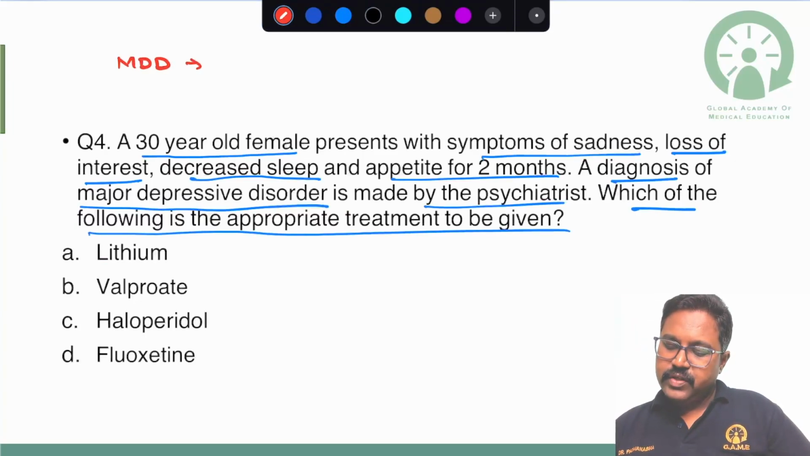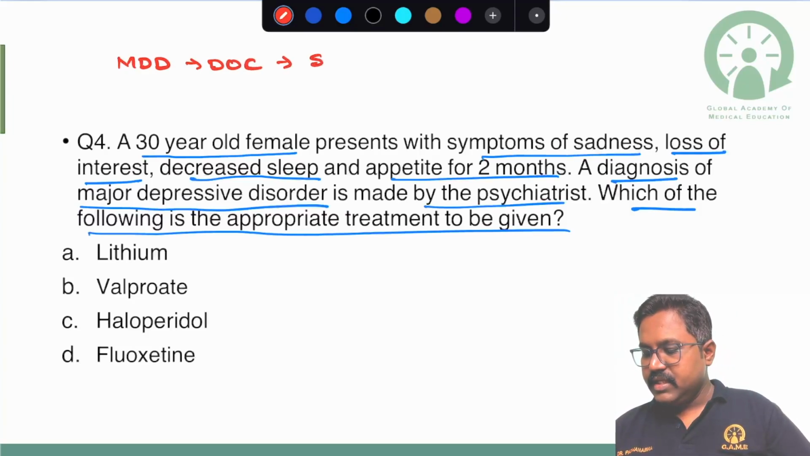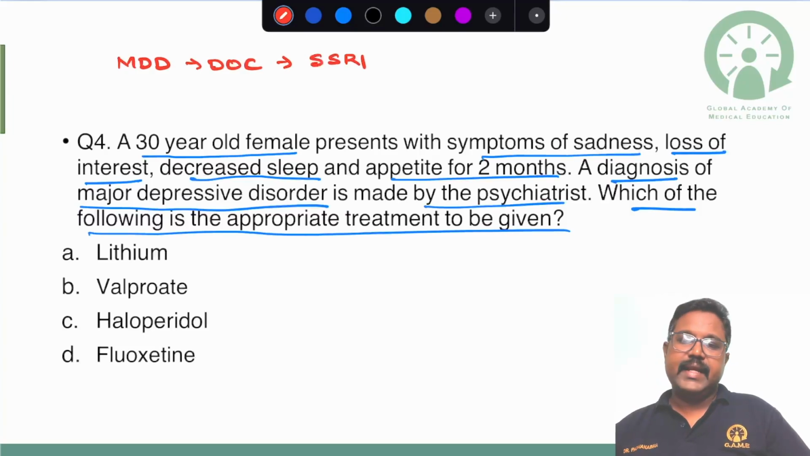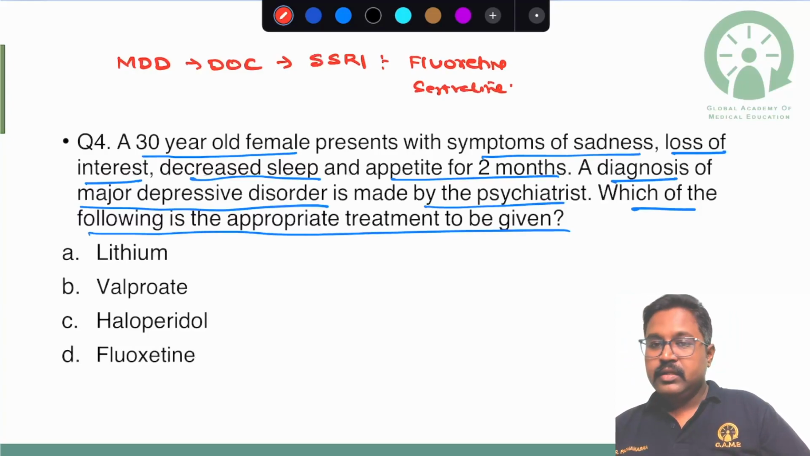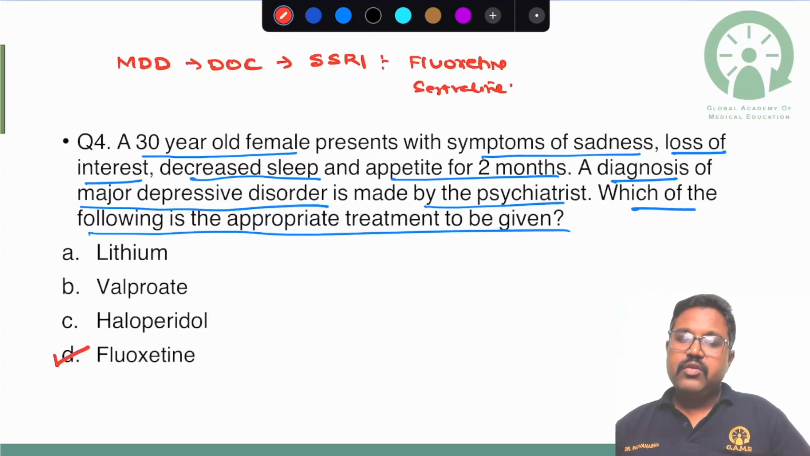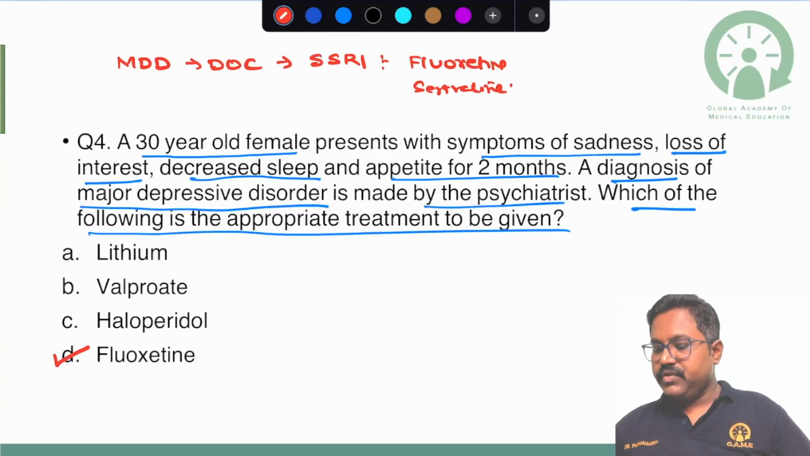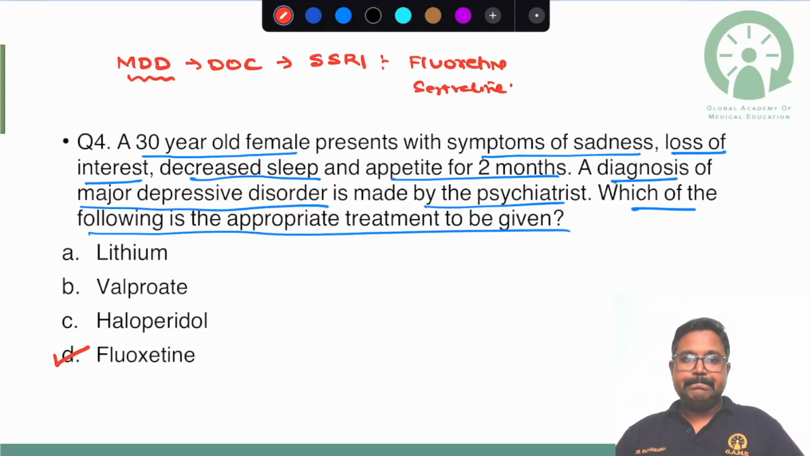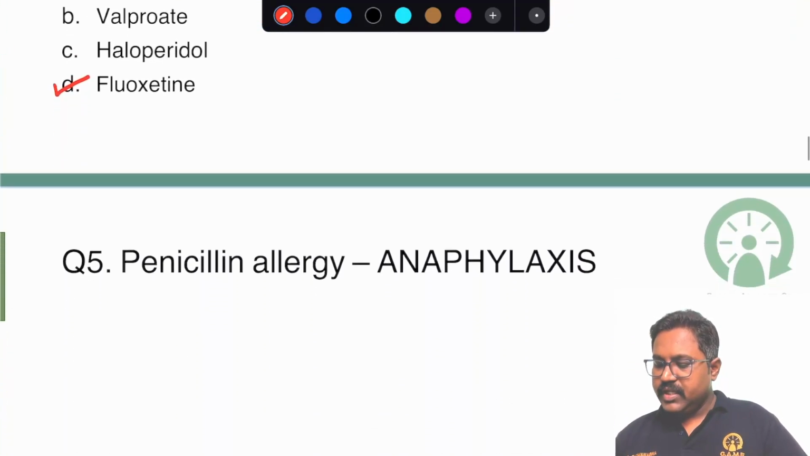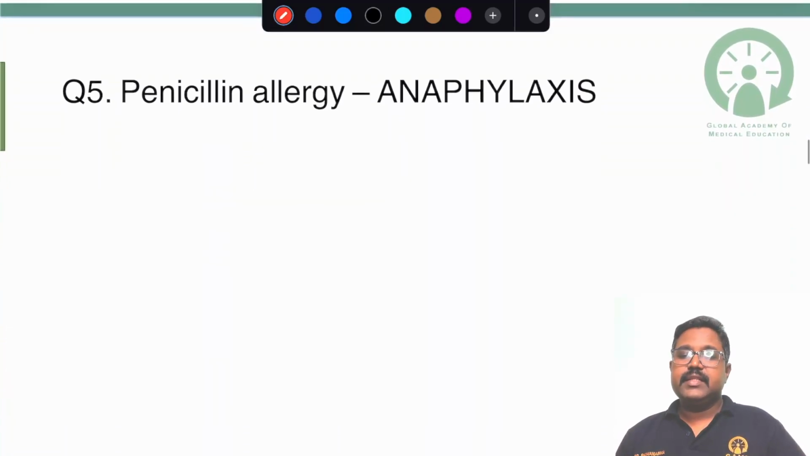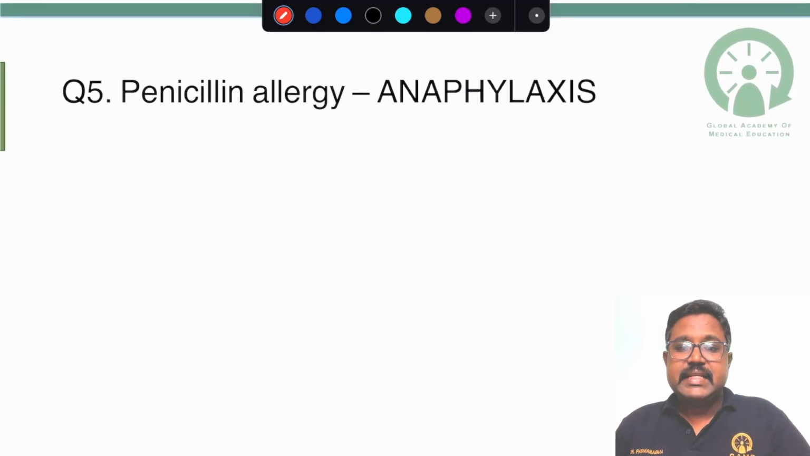Which will be the drug of choice for major depressive disorder? It will be SSRIs, selective serotonin reuptake inhibitors. Examples are fluoxetine, sertraline, etc. So here the right answer is fluoxetine. Fluoxetine is a drug of choice in case of major depressive disorder. So next, coming to question number 5, there was a question regarding penicillin allergy.